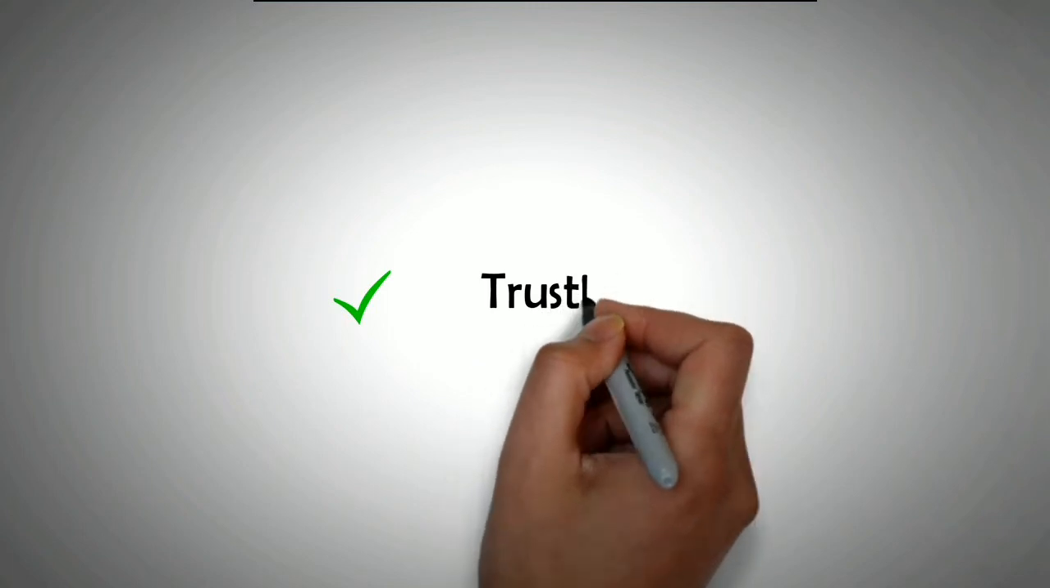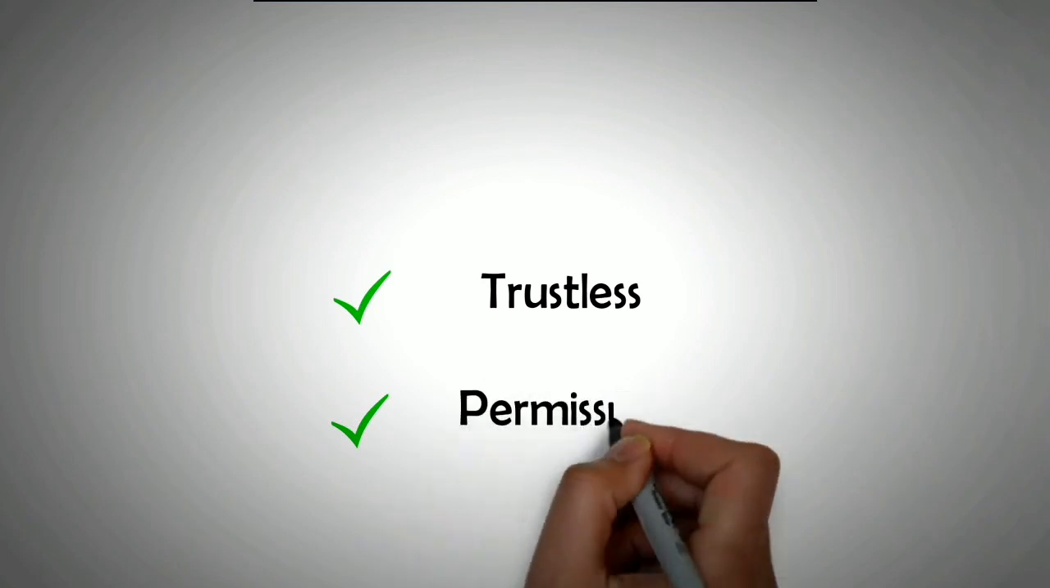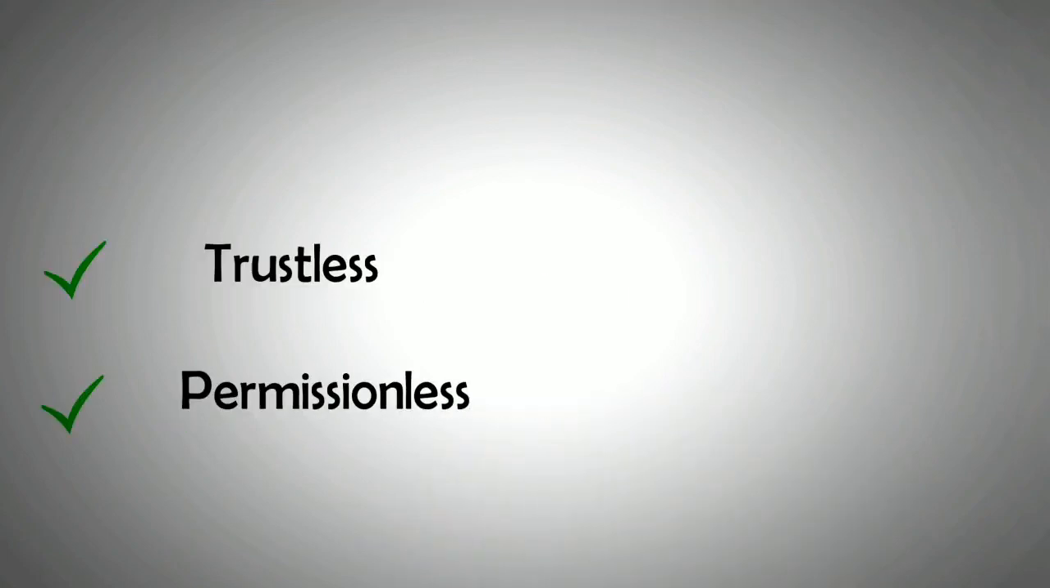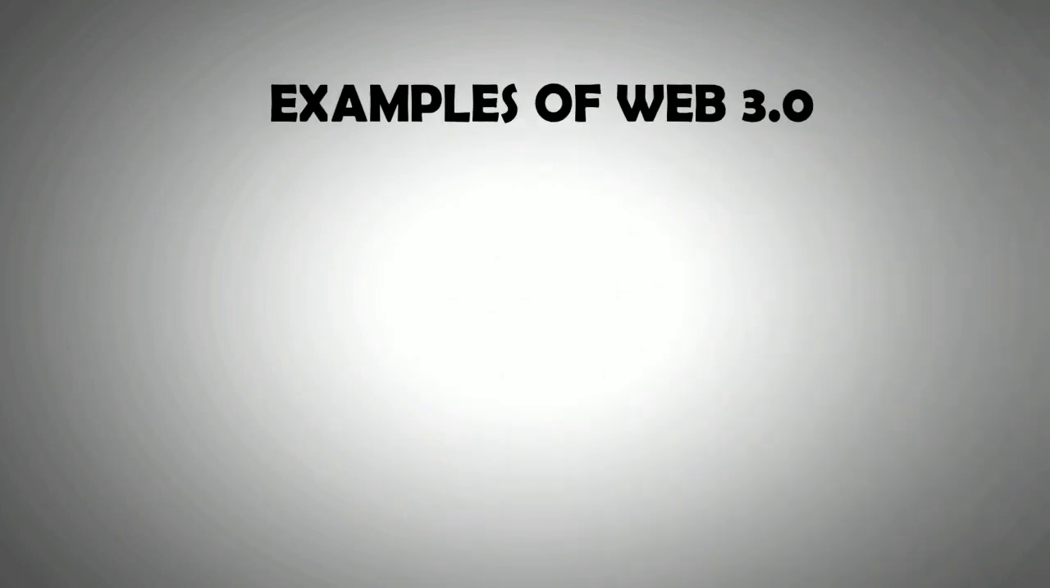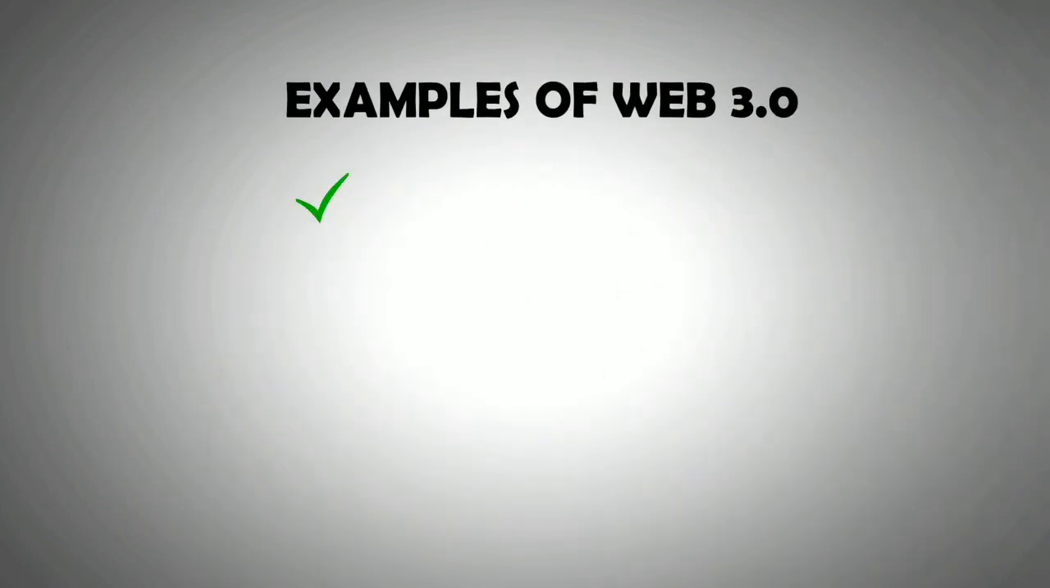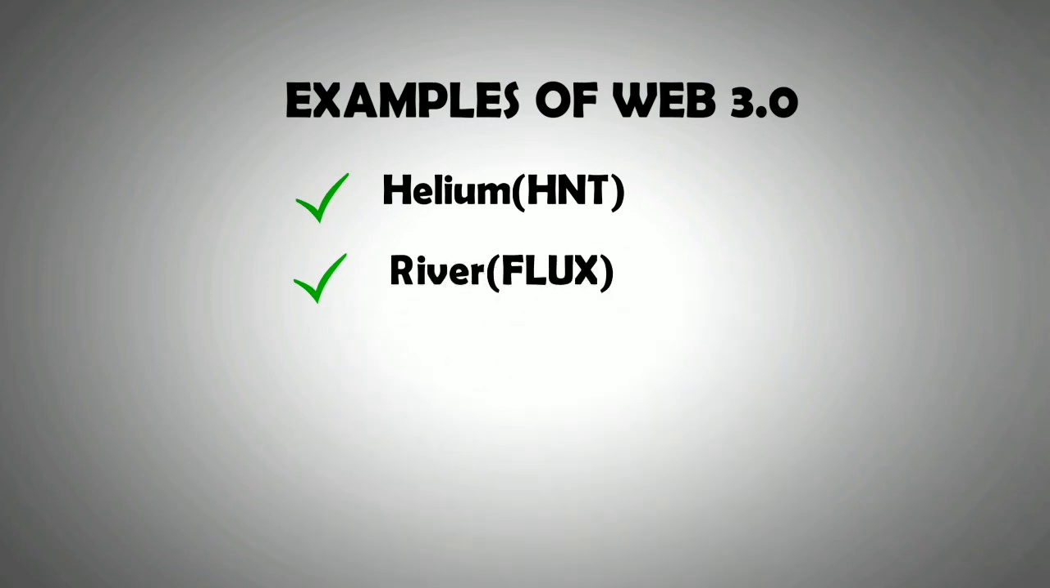And the third one is trustless, and the fourth one is permissionless. We have studied both of them in open source platform. Both of these refer to the open source platform. So example number 1 is Helium HNT. Example number 2 is River Flux, and number 3 is Filecoin FIL. All of these belong to cryptocurrencies.